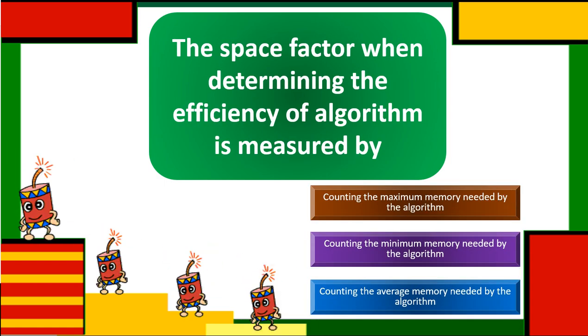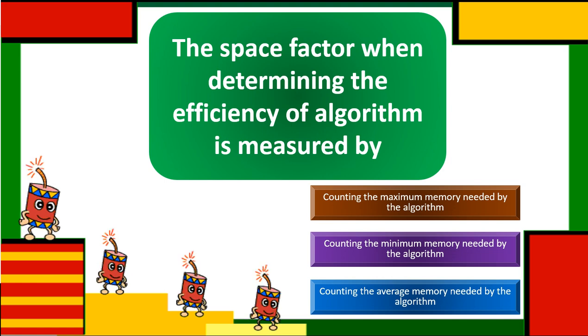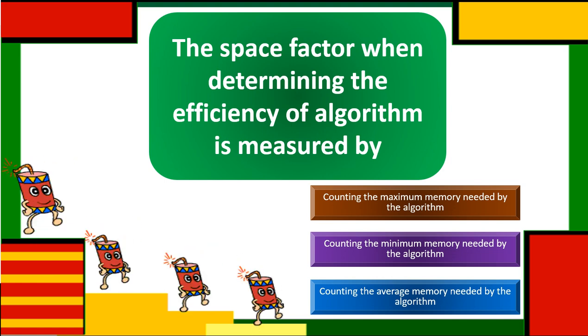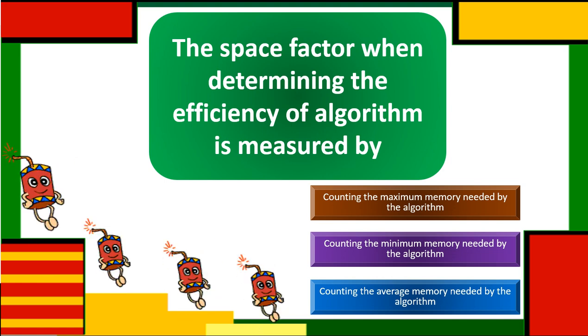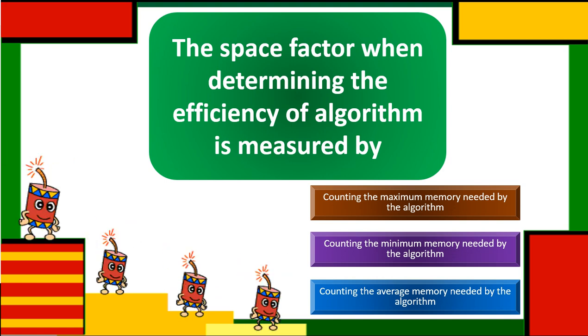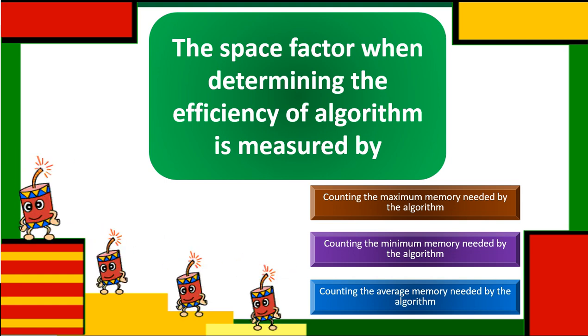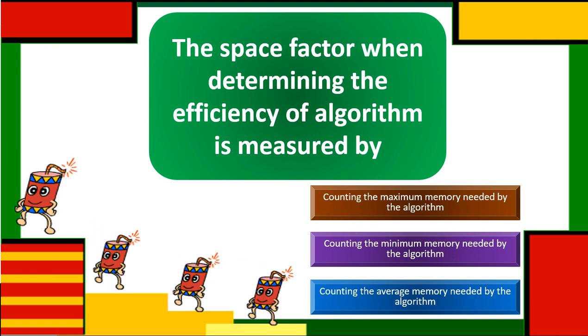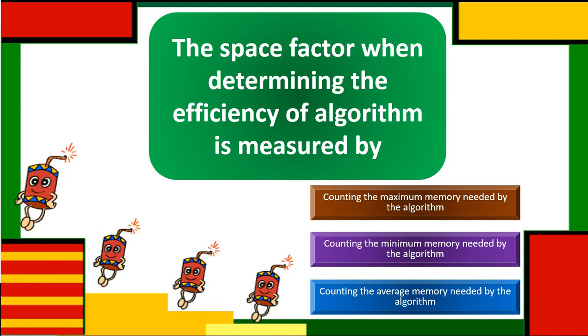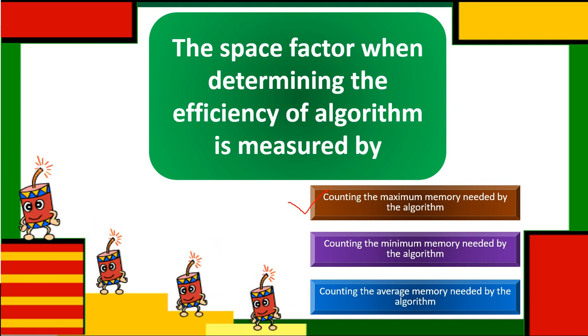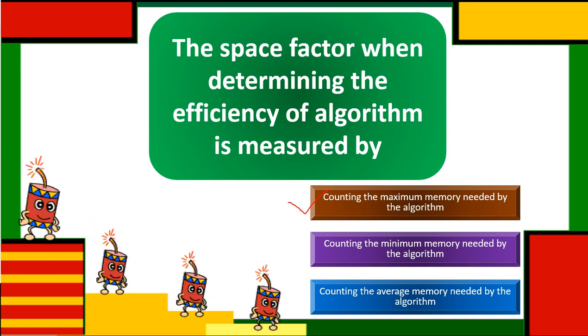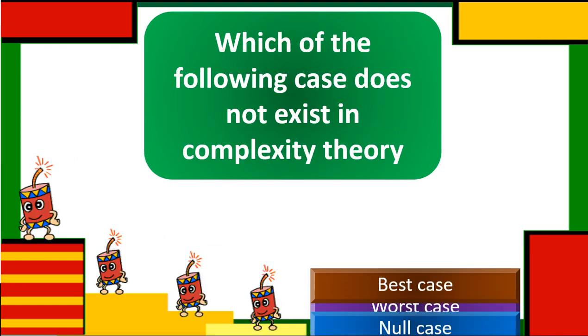So let's see our next question. The space factor when determining the efficiency of an algorithm is measured by counting the maximum memory needed by the algorithm, counting the minimum memory needed by the algorithm, or counting the average memory needed by the algorithm. So our answer is counting the maximum memory needed by the algorithm. This one is the correct answer.